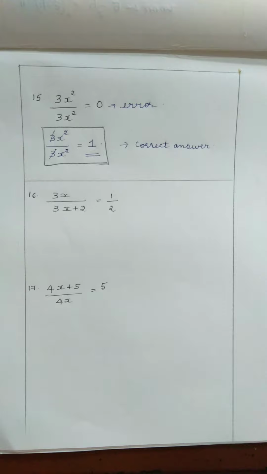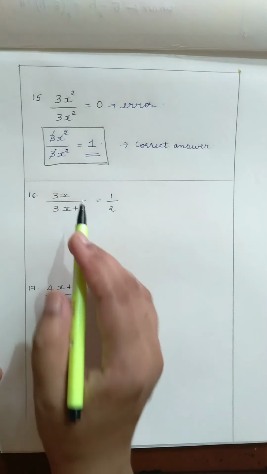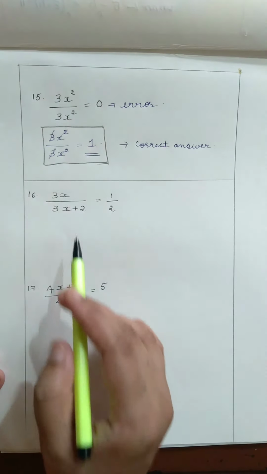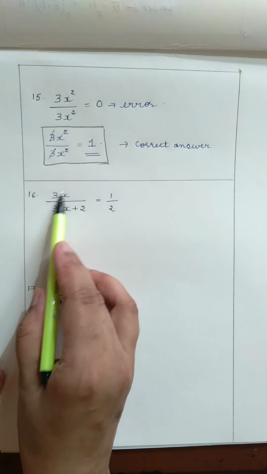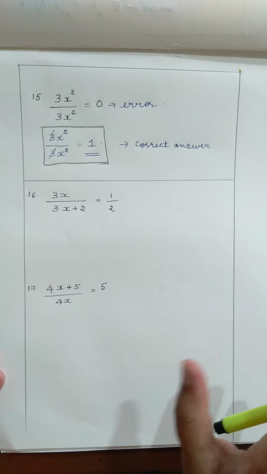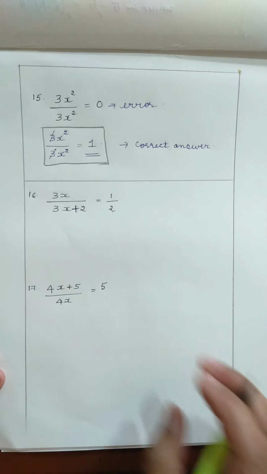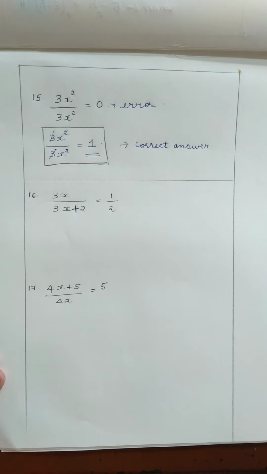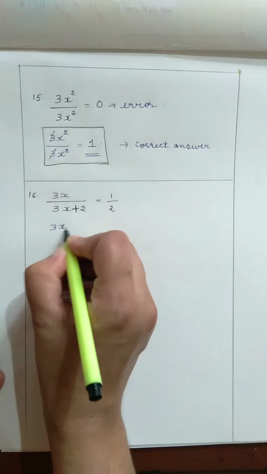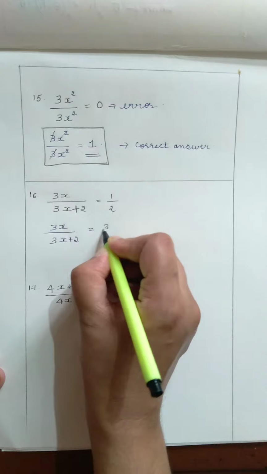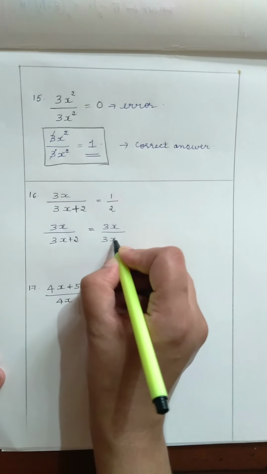Children, in such cases, the answer will be equal to 3x by 3x plus 2 itself. It will not be equal to 1 by 2. In such cases, the numerator 3x and the denominator 3x will not cancel, because we have here plus 2. When you have the plus 2, the numerator and denominator values do not get cancelled. Therefore, 3x by 3x plus 2 will have the answer 3x by 3x plus 2 only.